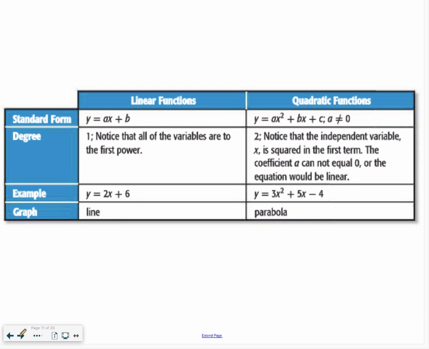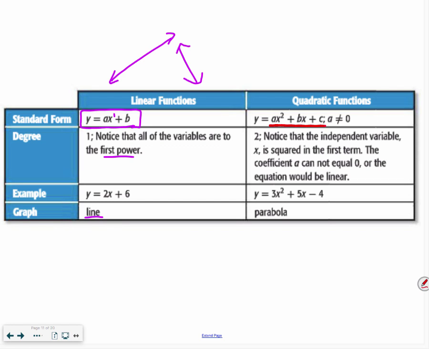Alright, so we're just going to briefly talk about the difference between linear functions and quadratic functions. Linears are the y equals ax plus b, or we usually call it y equals mx plus b. That's when you have those lovely straight lines, okay? A graph, you get a line. All of the variables are to the first power. So this x, it's like it has a 1 up there, but we don't write that 1.